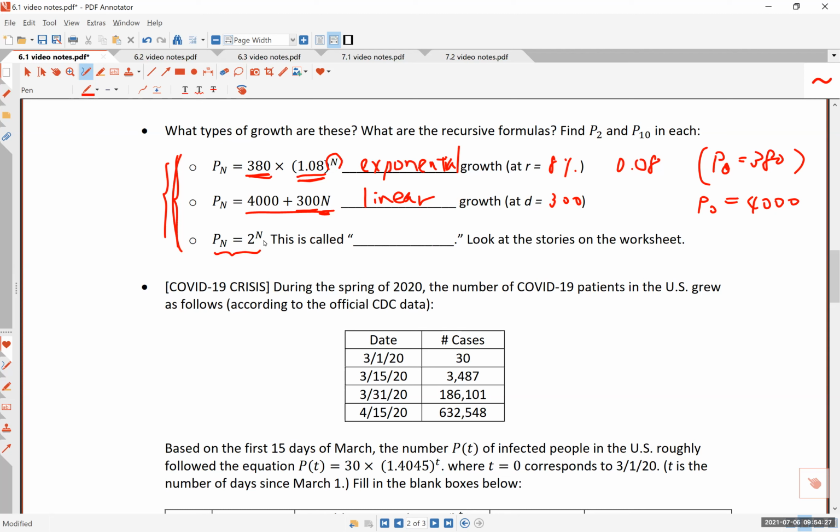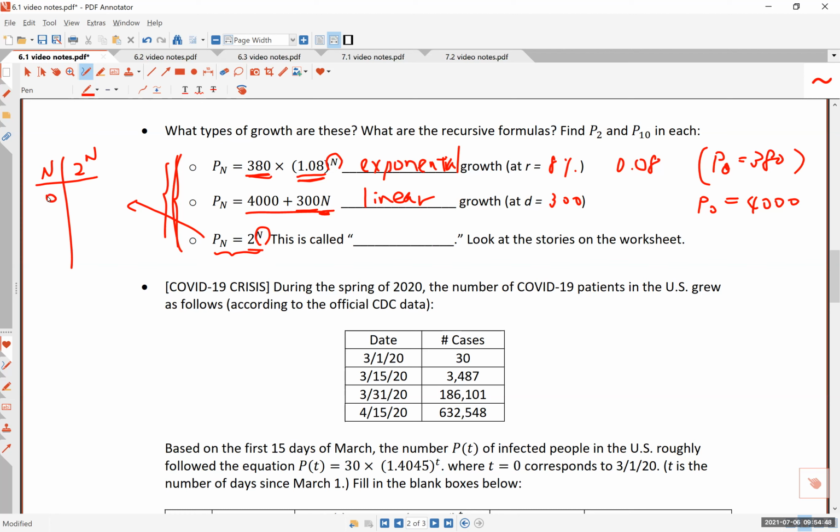All right, this third one may look slightly different. P sub n is 2 to the n. Now remember, n is the exponent, so this is called exponential growth, but it's a specific type of exponential growth, 2 to the n. So here, this one grows like this. We'll talk a lot more about this. We have many examples of this in just a little bit. This is n, this is 2 to the n.